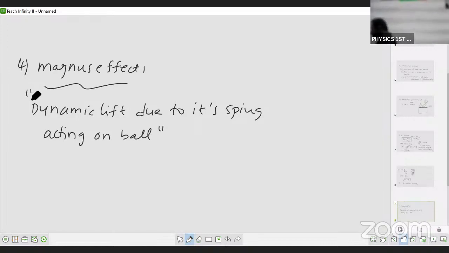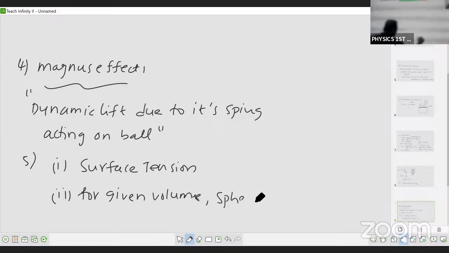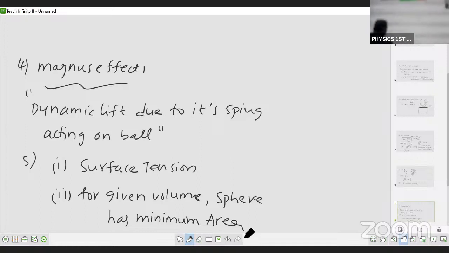Why are drops and bubbles spherical in nature? You know, one and two reasons are compulsory. First one is surface tension. Due to surface tension, bubbles are spherical in nature. Next one, for a given volume, a sphere has minimum surface area. Minimum area is possible for a sphere, spherical shape. For a given volume, a sphere has minimum surface area. About these two reasons, always bubbles are spherical in nature.